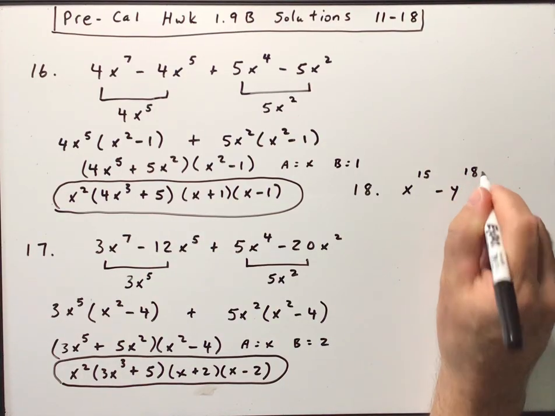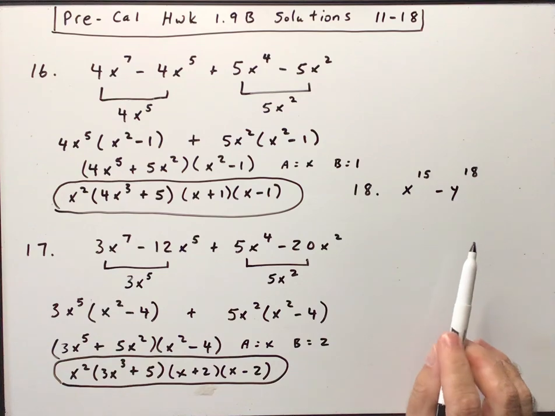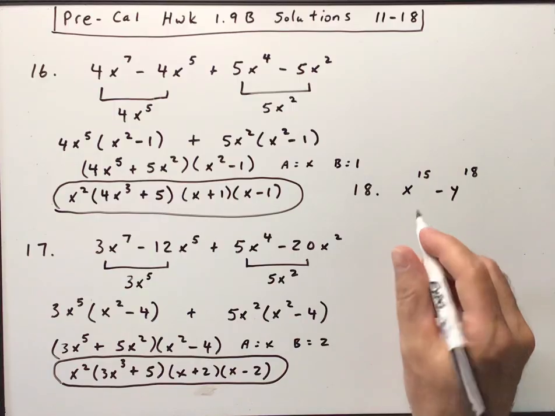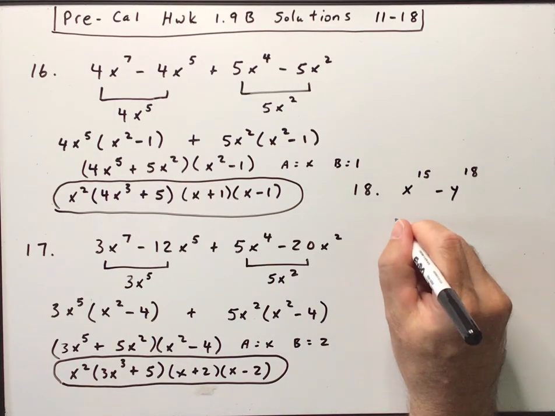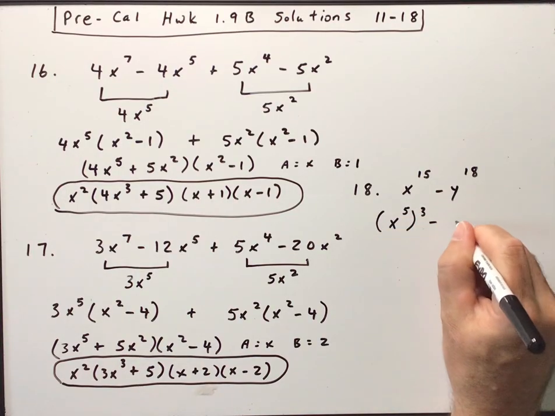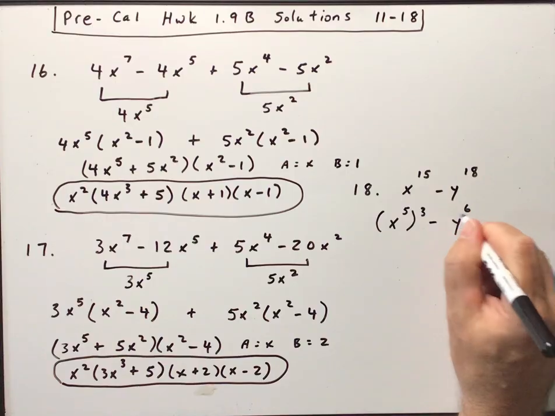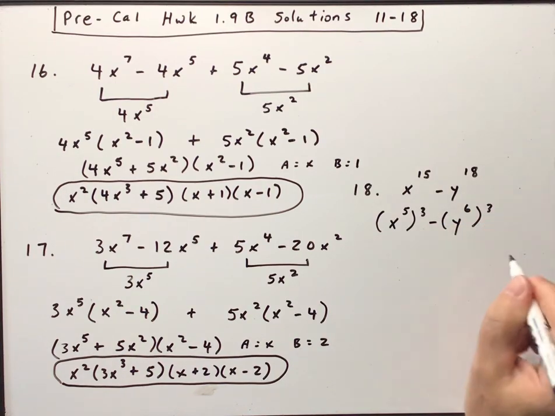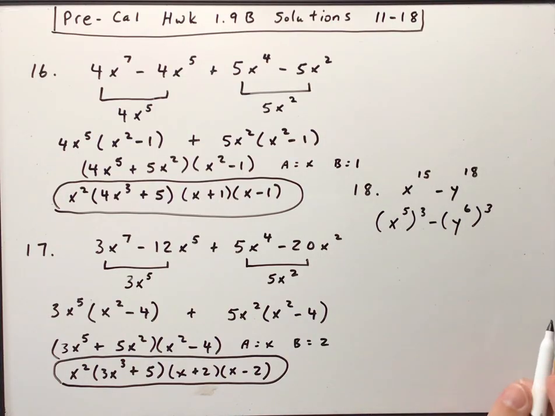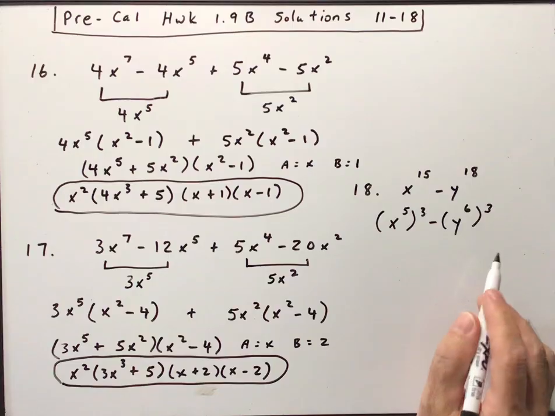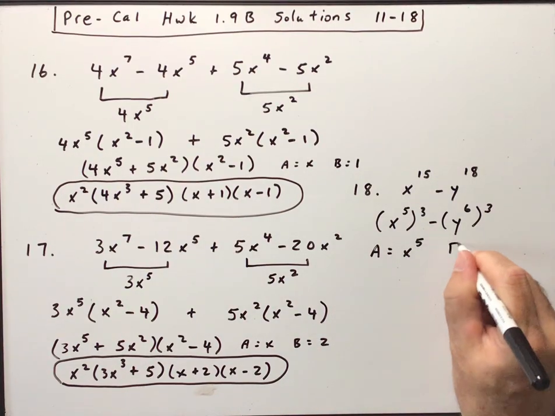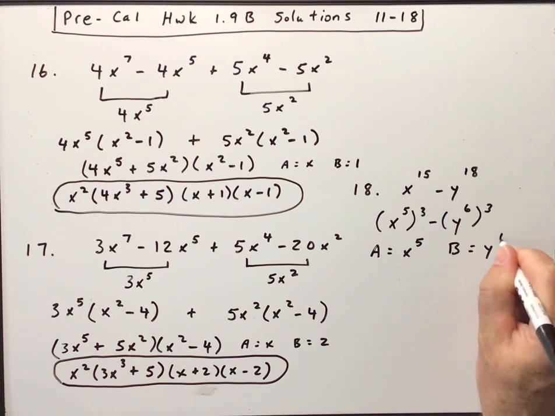Well, I told you in the lecture, anytime that you have exponents that are multiples of 3, you could rewrite them as a cube. So how about we rewrite this as x to the 5th, cubed, minus y to the 6th, all cubed. Now we have two perfect cubes. 6 times 3 is 18, 5 times 3 is 15, and we can use our difference of two perfect cubes formula where a is equal to x to the 5th and b is equal to y to the 6th.